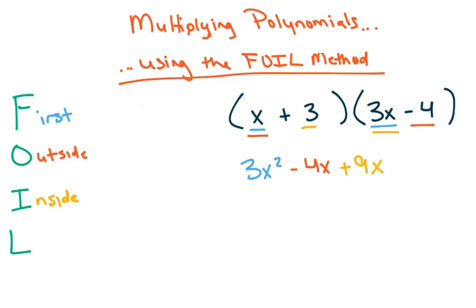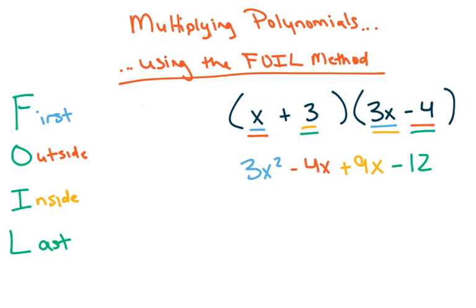And then finally I have my L in FOIL, which stands for last, and this is looking at the last values in each of your binomials. That would be 3 and negative 4. Multiply those together, and you get negative 12.